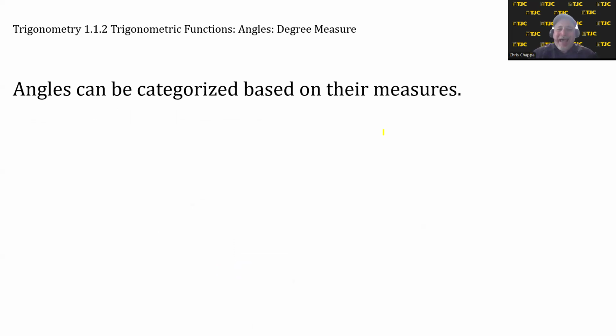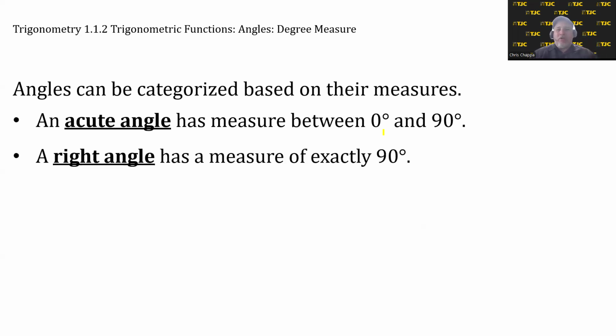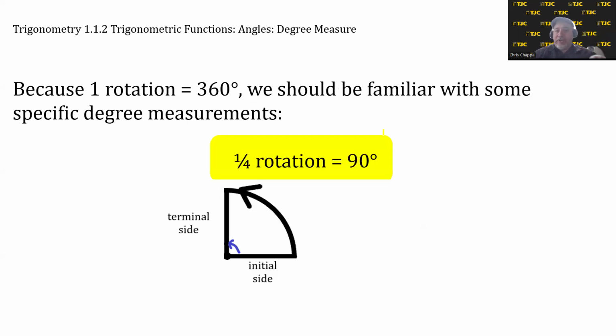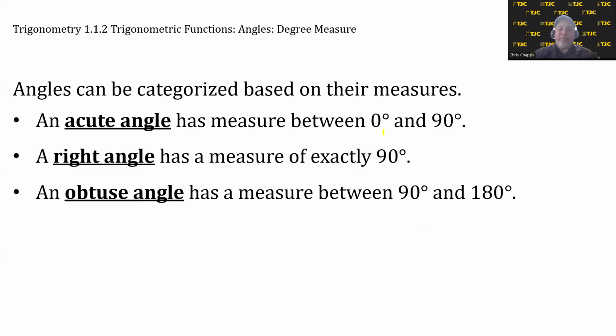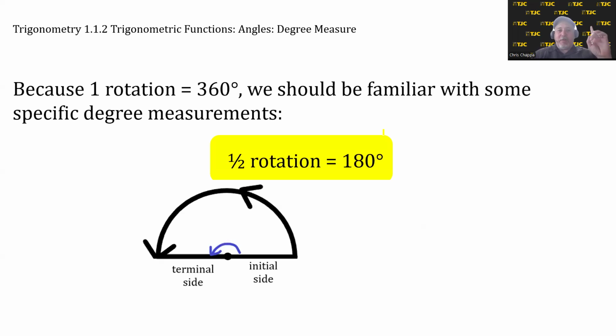Now, angles can be categorized based on their measures. An acute angle has a measure between 0 degrees and 90 degrees. So it doesn't quite open up to 90 degrees yet. A right angle has a measure of exactly 90 degrees. So this is a right angle. An obtuse angle has a measure between 90 and 180. So it would open up further than this, but not further than that, somewhere between these two.